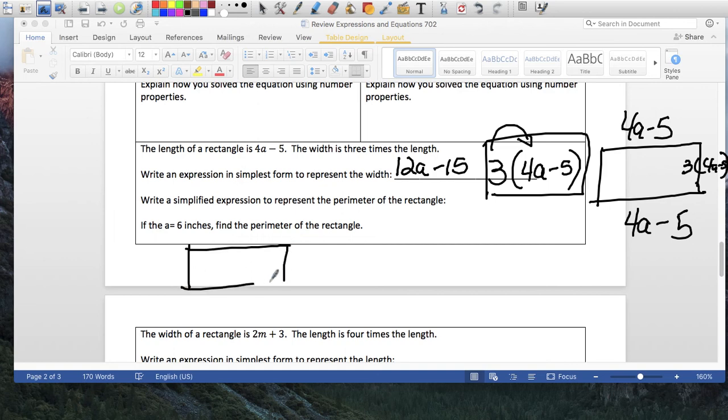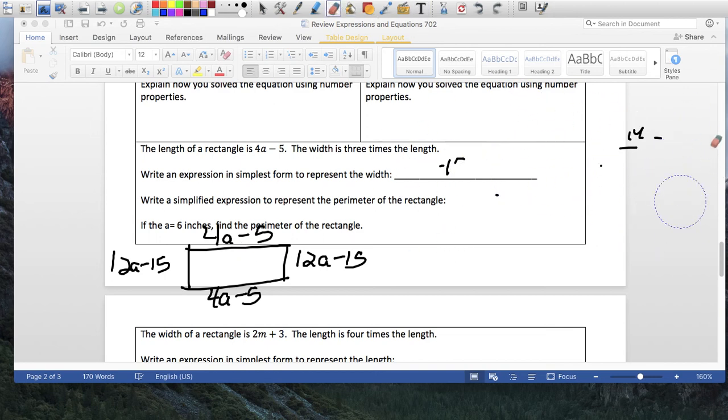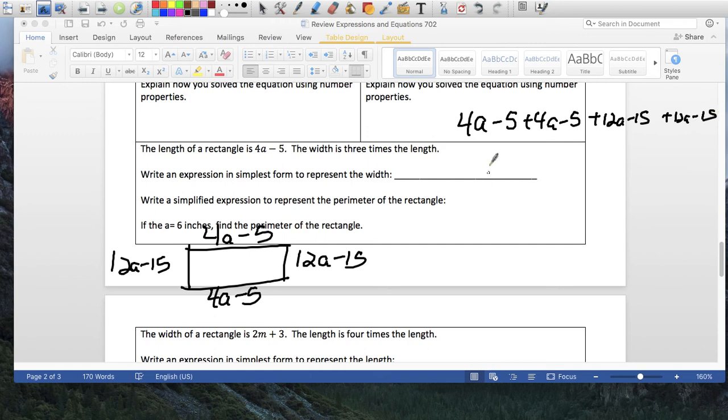So let me just clean that up a little bit. My rectangle: this is 4a minus 5, this is 12a minus 15, because I did the distributive property. Now let me label every side of that rectangle. If I add all this, I get the perimeter, right? So this plus this plus this plus this. Please show work properly. So it would be 4a minus 5 plus 4a minus 5 plus 12a minus 15 plus 12a minus 15, right? It's all the sides being added together.